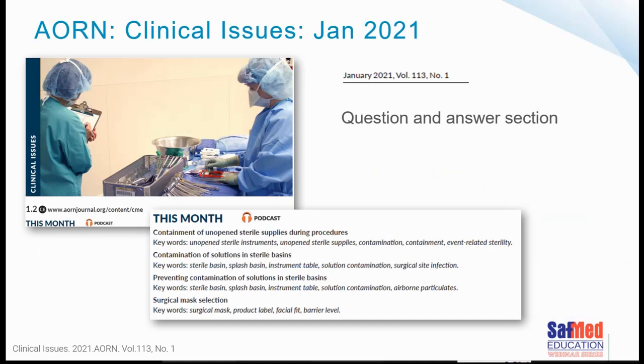As I've mentioned before, in the AORN journals, every month there is a section called Clinical Issues. And in Clinical Issues, there is a question and answer section. So we're going to go through 3 of these questions that were posted in January 2021. Quite interesting, and looking in depth at all of the answers that were provided.